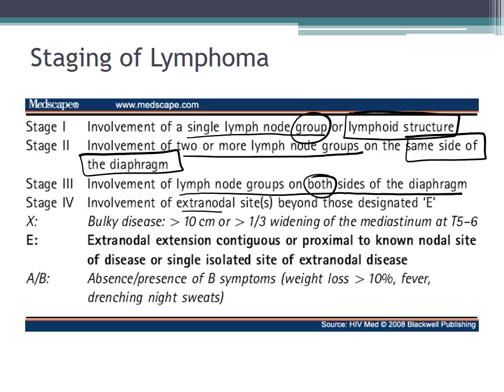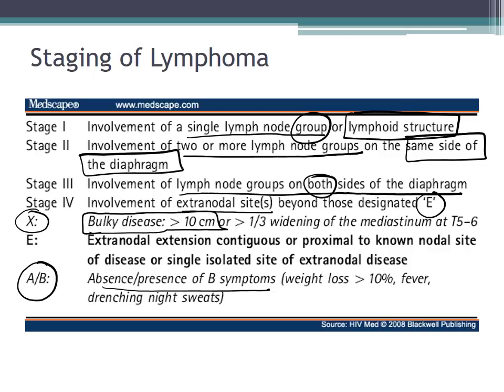Stage 4 will also involve some extranodal sites, and we'll get the designation of E. So those would be common places such as the spleen, liver, or the bone marrow also having involvement. Finally, you'll have the A and B symptoms noted. So if there is a presence of B symptoms, you'll give it a B. If there are no B symptoms reported by the patient, it will receive an A. Also, you'll see this X designation for bulky disease, meaning that they have pretty big lymph nodes involved. Usually it's greater than 10 centimeters, and of course you could also see some changes in the mediastinum where you have a node, and that would help with that diagnosis as well.